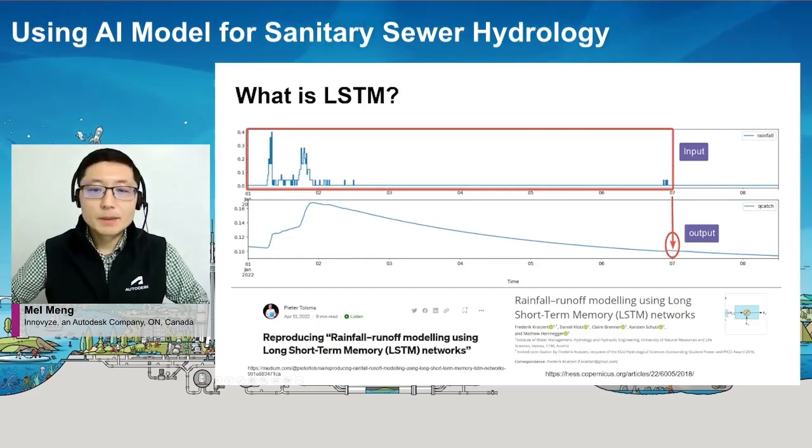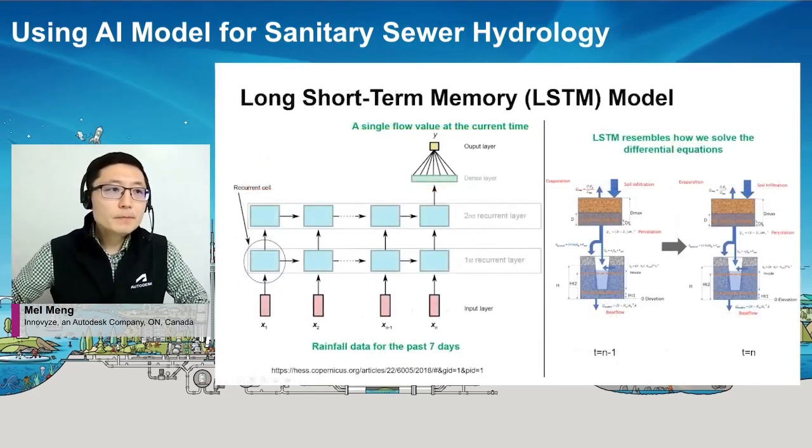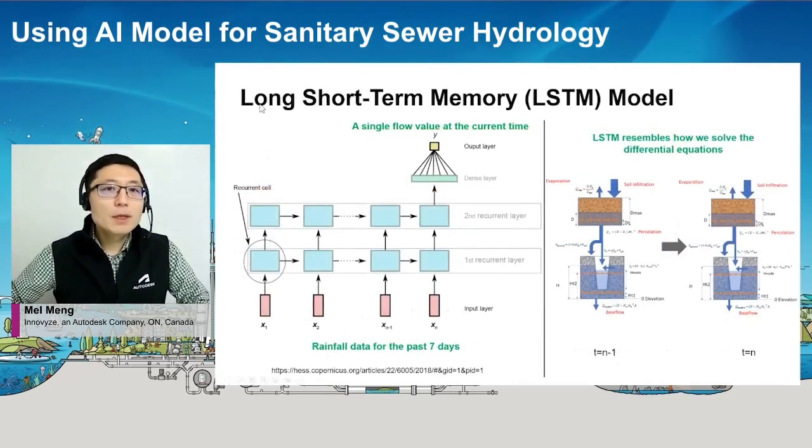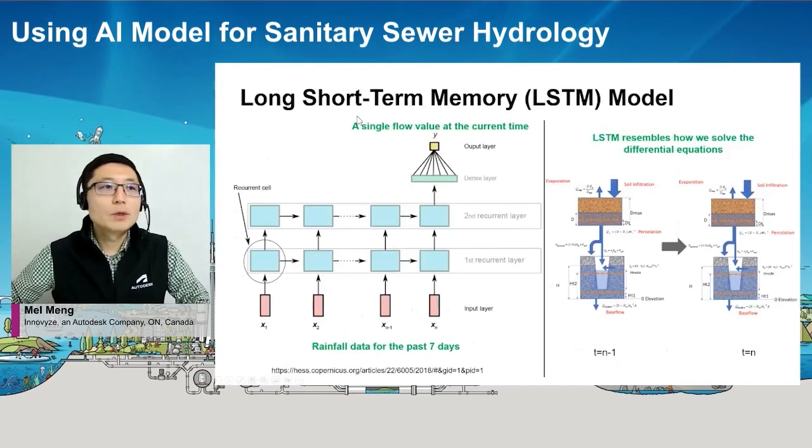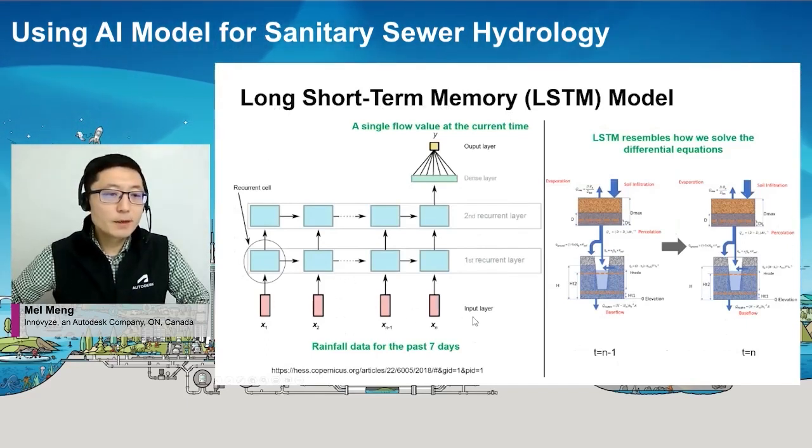So let's take a dive into what LSTM is. LSTM stands for long short-term memory model. As it suggests, it can utilize sequences of data. That's where the long short-term comes from. You can use a longer sequence to predict. In our problem, we have rainfall data. So this will be the 7 days of rainfall data, and each will be a rainfall value for that particular time step.